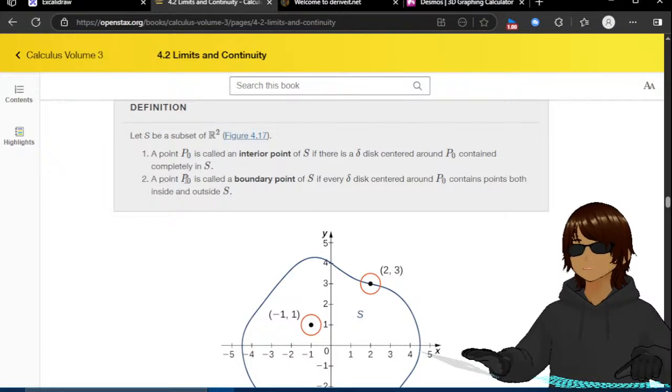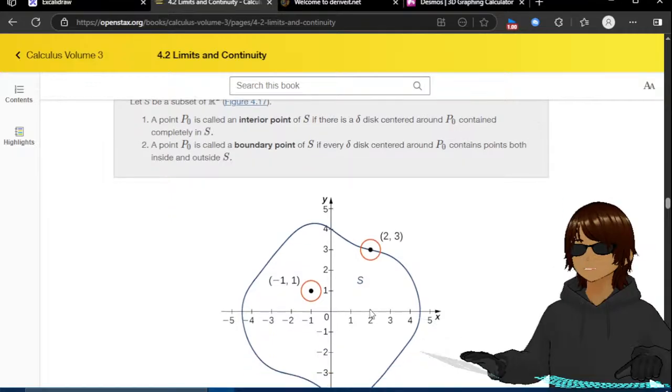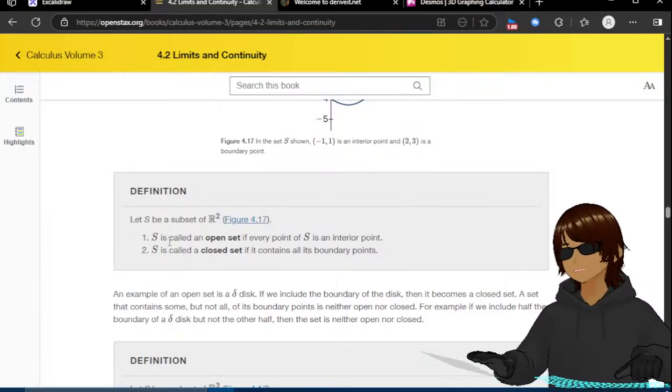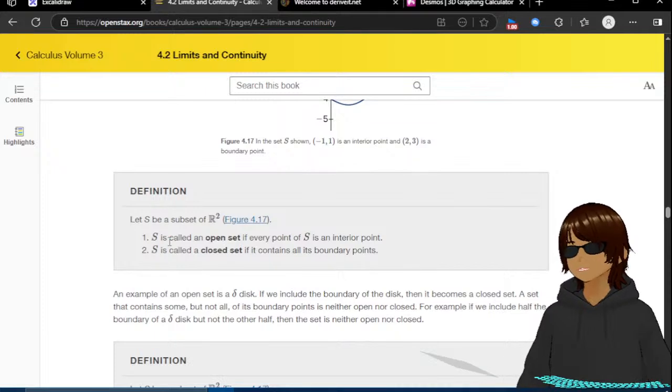A point P naught is called a boundary point of S if every delta disk centered around P naught contains points both inside and outside S. S is called an open set if every point of S is an interior point. S is called a closed set if it contains all its boundary points.